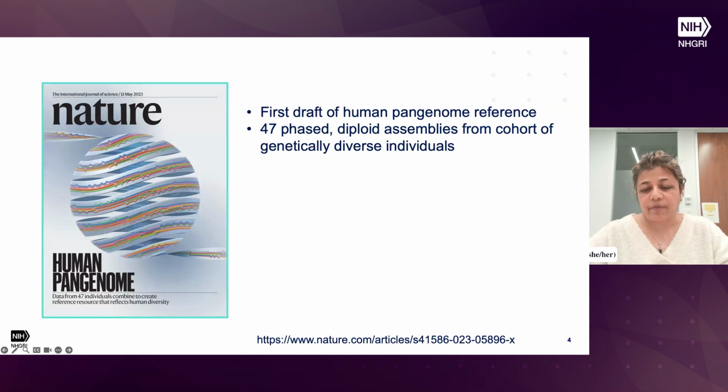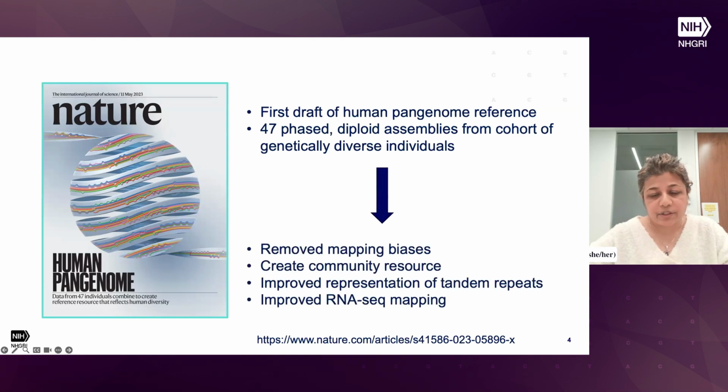A major milestone from phase 1 is the paper seen here in Nature. So we have the first draft of the Human Pangenome Reference from 47 phased diploid assemblies from a cohort of genetically diverse individuals. Next. Applications of the pangenome include removing biases inherent to the use of a single linear reference genome, creating a community resource to aid in the development of methods and analyses of pangenome based population genetics, improve representation of tandem repeats, and improving RNA sequencing mapping. Next slide.